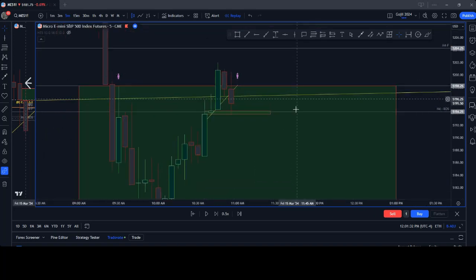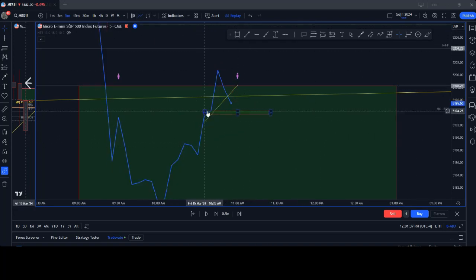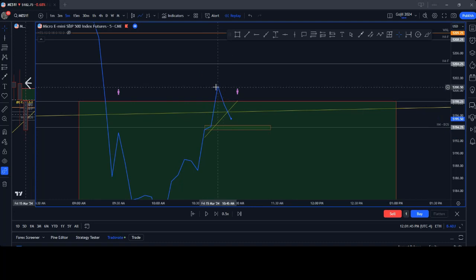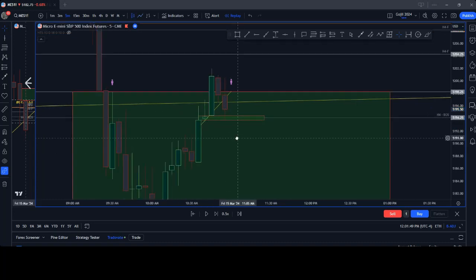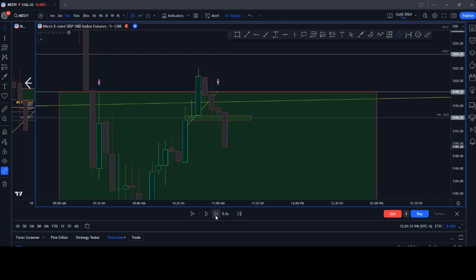Now looking at this, I know that my breaker structure is here. This is breaker structure here. So I'm looking to enter all my position here, but because I'm an aggressive trader, I enter one here. And then the rest I want to be entering below here. And let's play forward and see what happened.